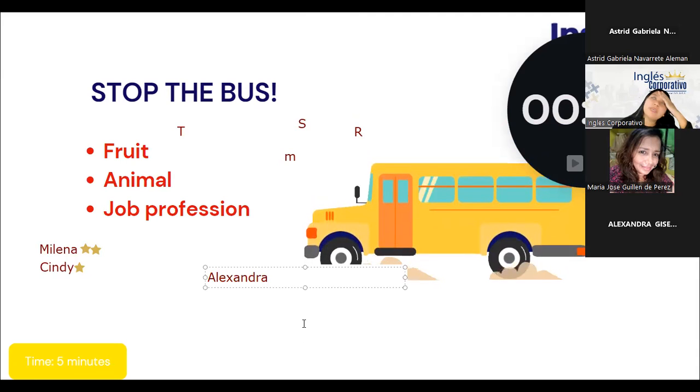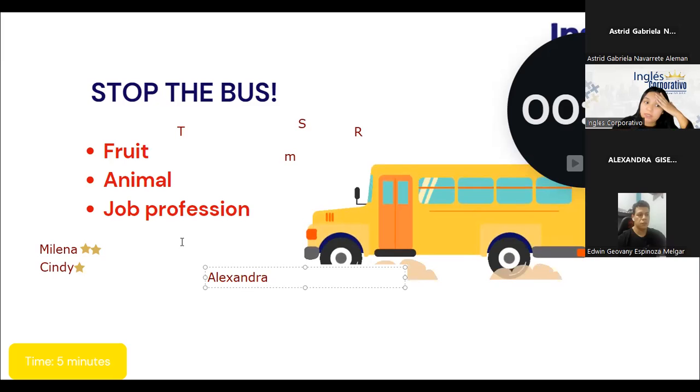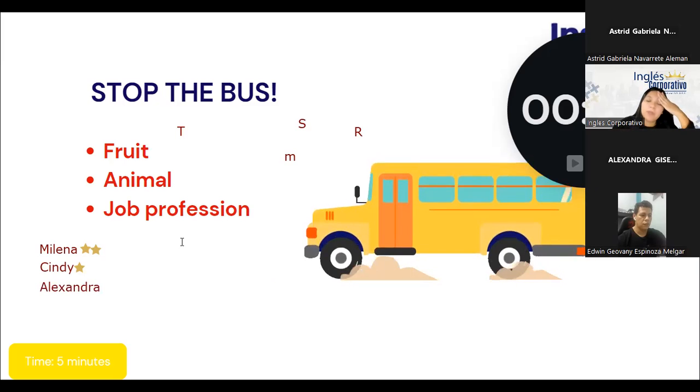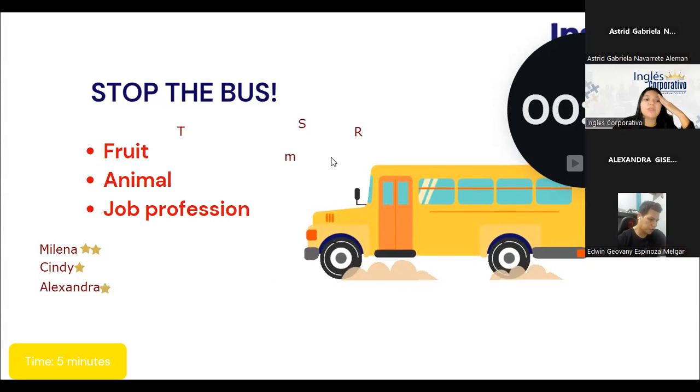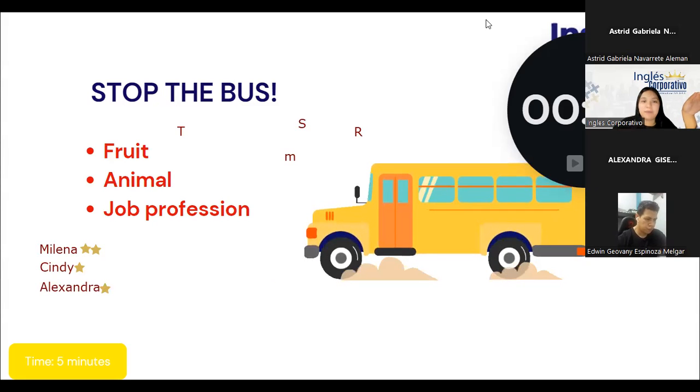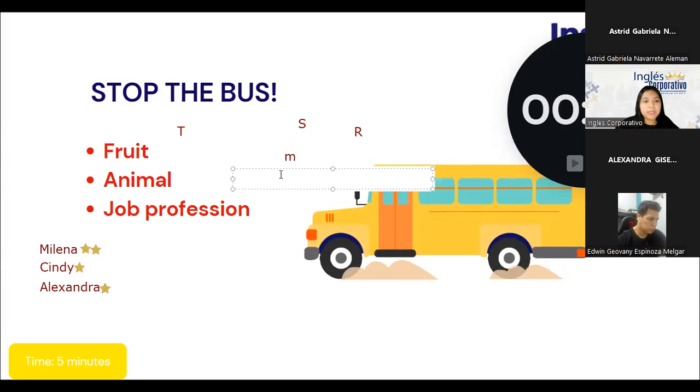Guys, what else can we mention when it comes to fruit? Raspberry. Very good. Okay, the last one, la última letra. Let me see, with the letter W. W.